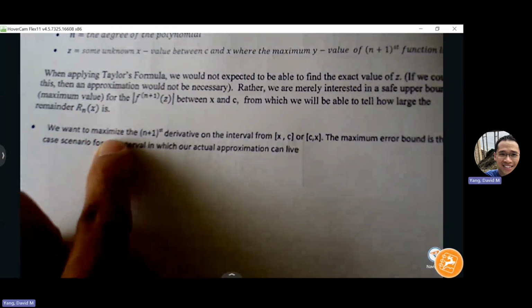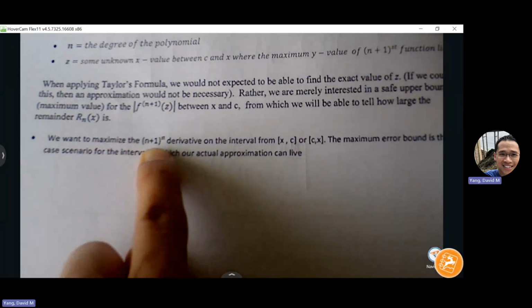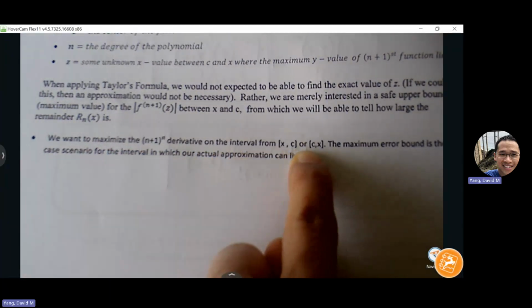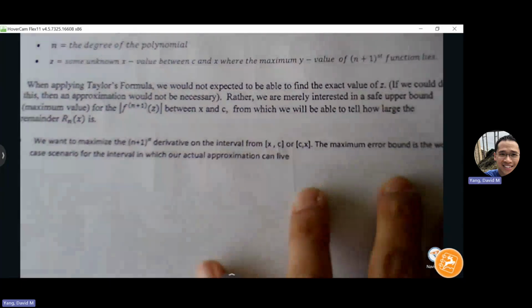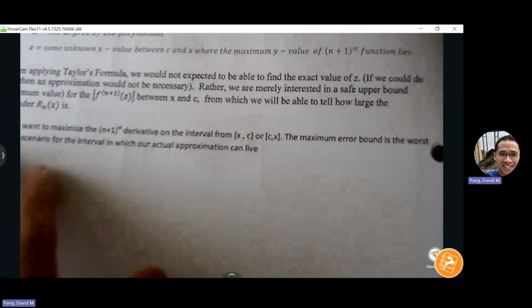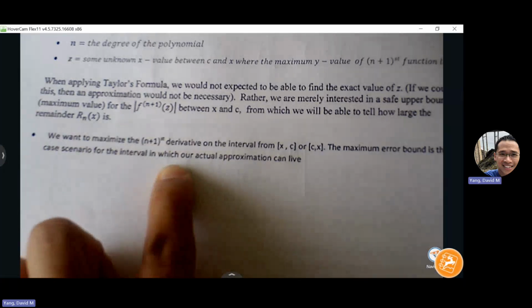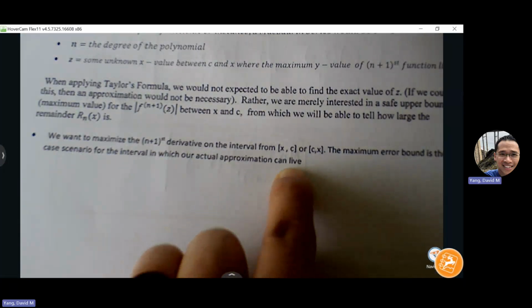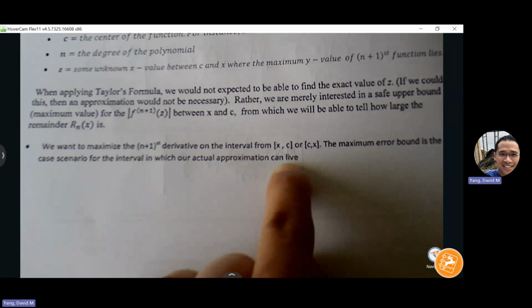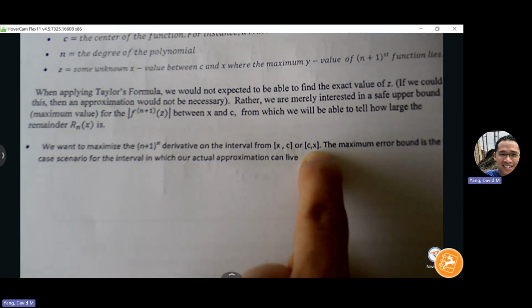So right here, down here, we want to maximize the n plus first derivative on the interval from x to c, or between c and x. The maximum error bound is the worst case scenario for the interval on which our actual approximation can live. Some students have asked in the past, wait, what if the maximum value is not at c or at x? What if the maximum value is somewhere between c and x? If that's the case, then we're not able to find the maximum value of that n plus first derivative.